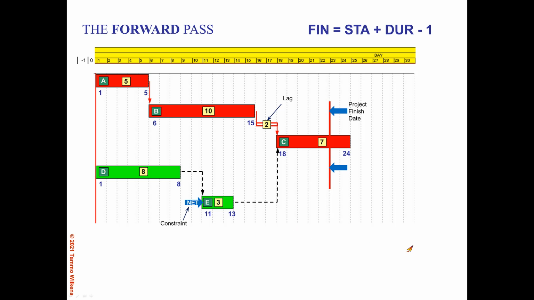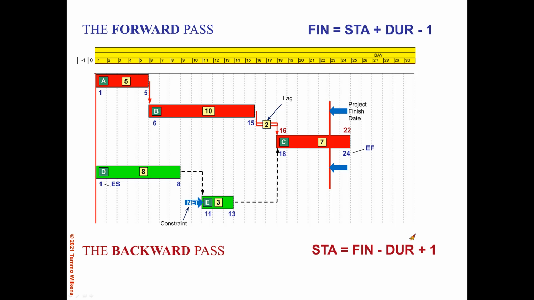And now we start the backward pass by using the project finish date as the starting point. So the late finish date for activity C is no longer day 24, which was the default if there were not a project finish assigned. Now it is the project finish date. So the late date for C is day 22. Using the formula 22 minus 7 plus 1, we get a late start date of day 16.